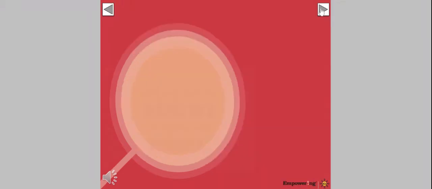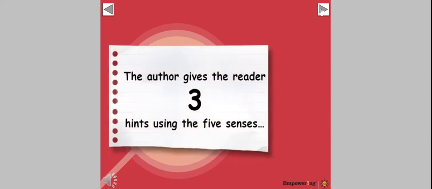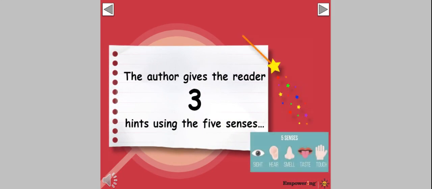Then, an author will use the magic of 3 to make you wonder. And here's how the author does that. He gives the reader 3 hints using the 5 senses. You know, the sense of sight, hearing, smell, taste, and touch. You know how to use those, don't you?